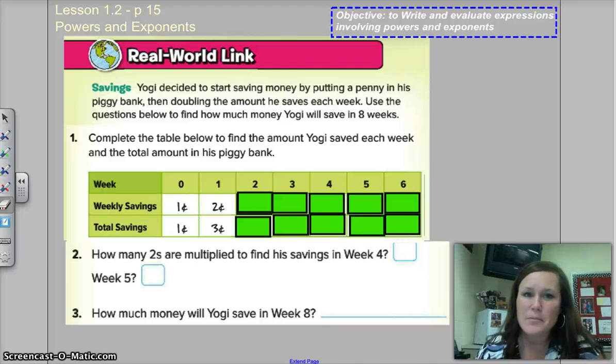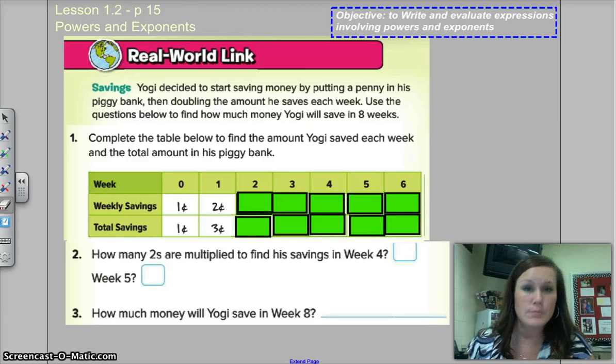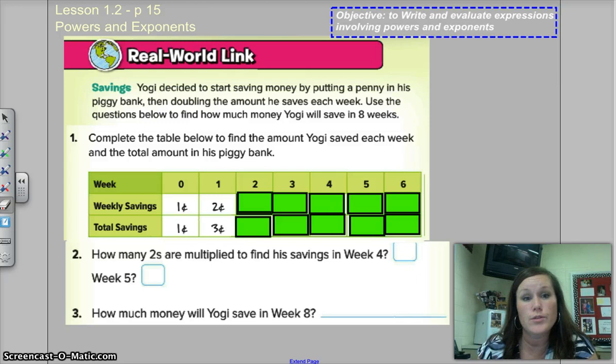Hey gang, Richardson coming at you with lesson 1.2 on page 15 of your Math 8 book, Powers and Exponents. Our objective today is to write and evaluate expressions involving powers and exponents.